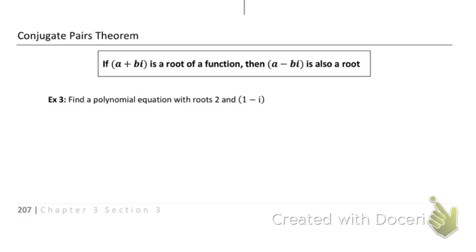And that is the conjugate pairs theorem. If a plus bi is a root of a function, then a minus bi is also a root. So anytime I give you an imaginary number as a root, I actually gave you two possibilities.